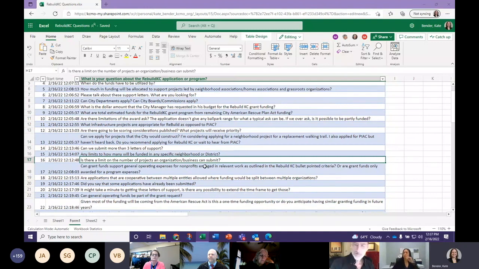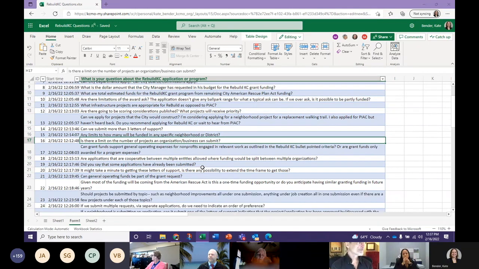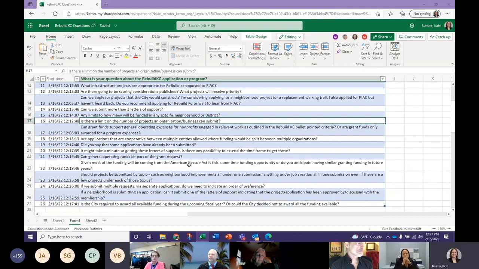And did you answer, I can't recall if we asked, can you submit more than 3 letters of support? Absolutely. Yeah. Are applications that are cooperative between multiple entities allowed, where funding would be split? Yes.